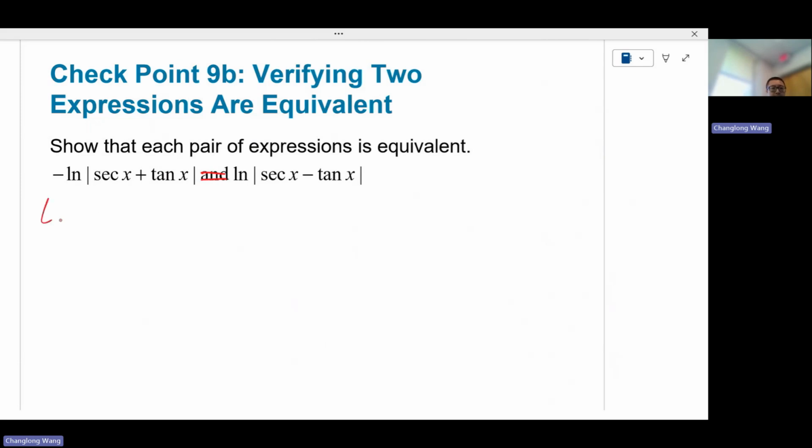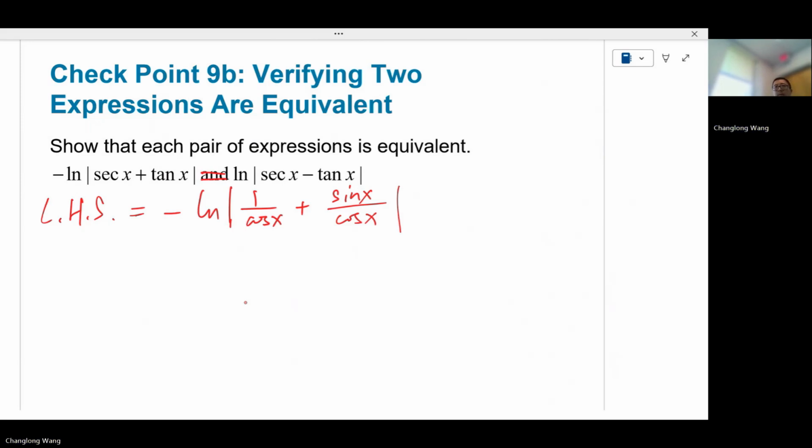I'm just going to start from the left-hand side. And it's negative natural log, right? Now, instead of putting the secant, I'll put one over cosine, okay? Tangent, what is that? Sine over cosine, right? Okay, so now, what should we do next? Just be reasonable, based on the tips and techniques I already told you.